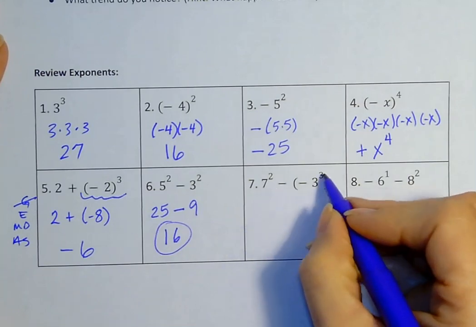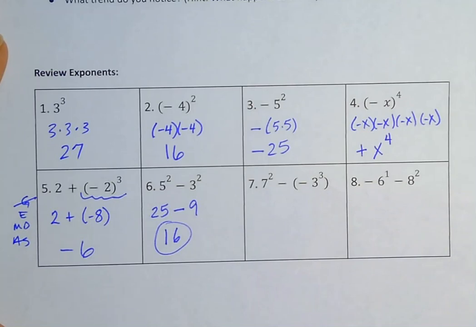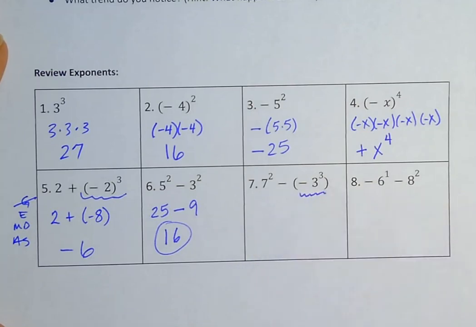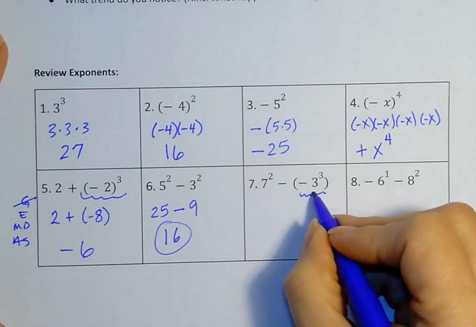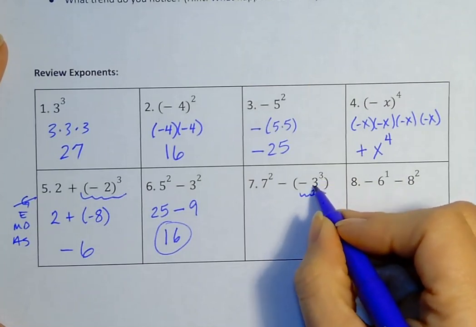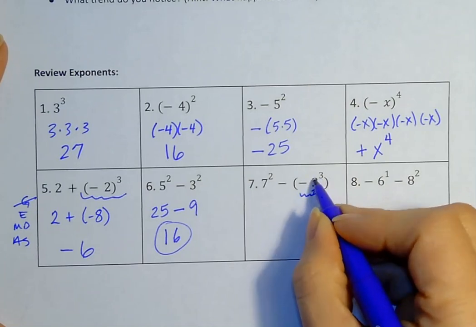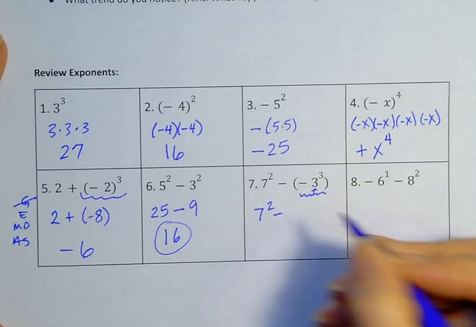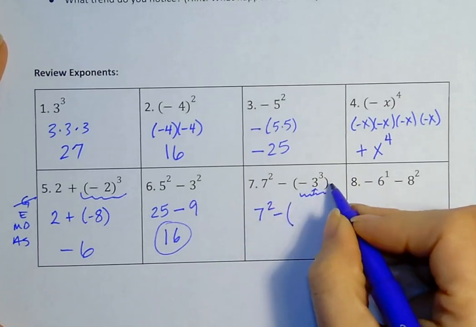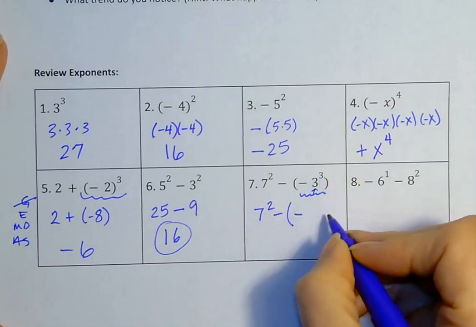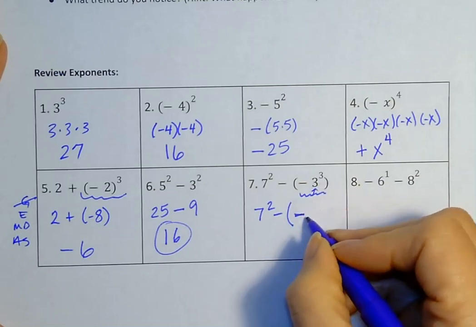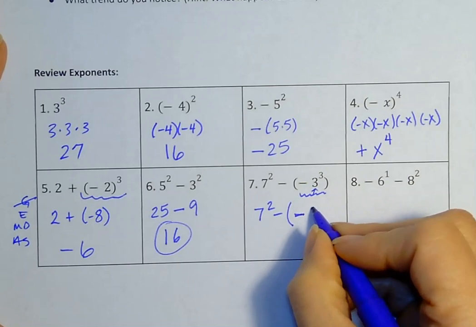7 squared minus the quantity inside those parentheses. I'm going to take care of this inside the parentheses because there's actually more than one thing to do here, right? I have to take the exponent, and then I want the negative of everything I do, okay? So I'm going to bring down 7 squared minus. Inside these parentheses, 3 cubed is what I have to do first. I want the negative of 3 cubed, so the negative of 3 times 3 is 9, times 3 is 27.